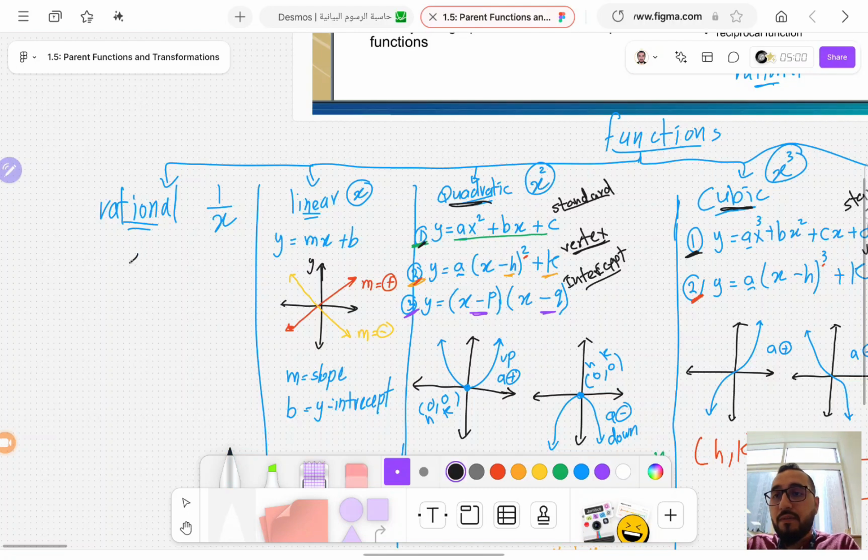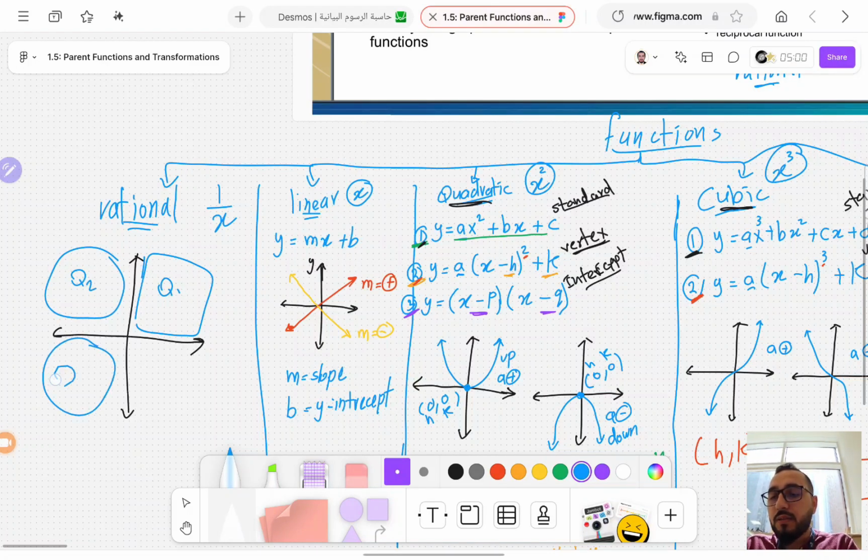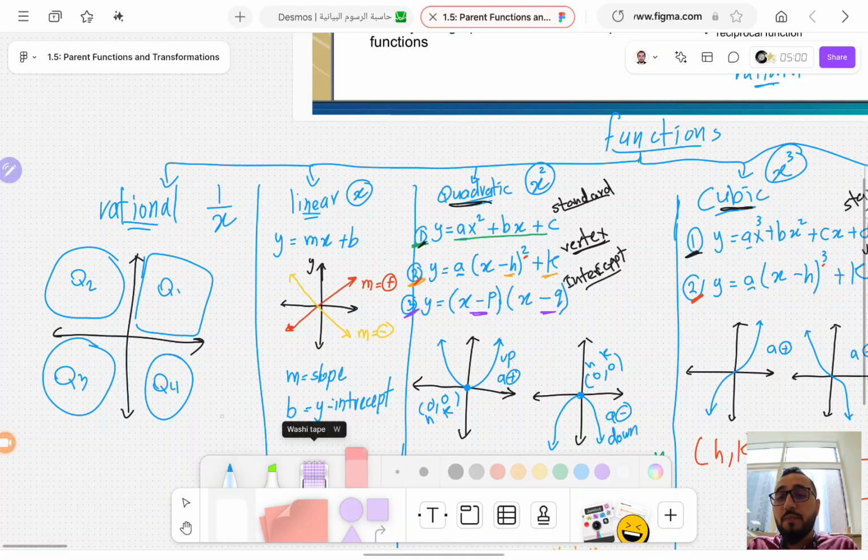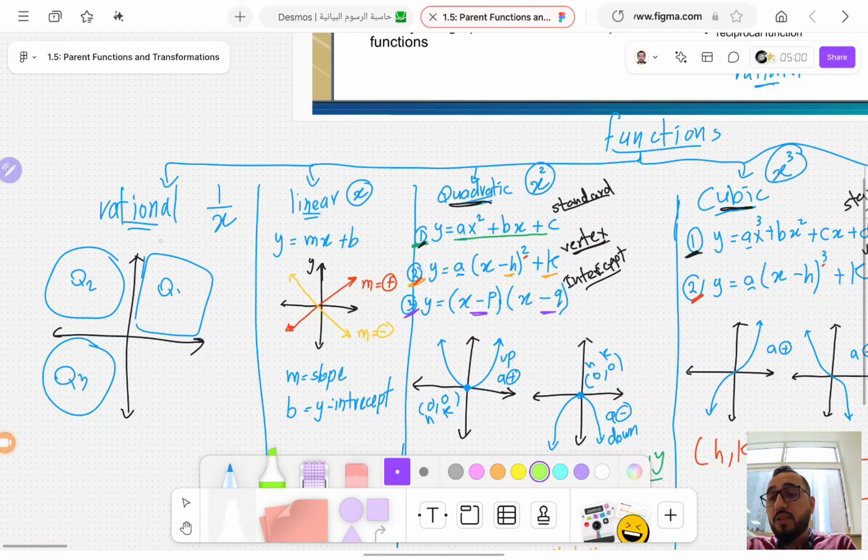So now the graph of the rational function will be like this one. The first quadrant, this one here, is quadrant 1. The left side is quadrant 2, this one is quadrant 3, this one is quadrant 4. So as you can see, we have 4 quadrants to graph the rational function. But in which quadrants will the rational function be? The rational function will always be in quadrant 1 and quadrant 3.